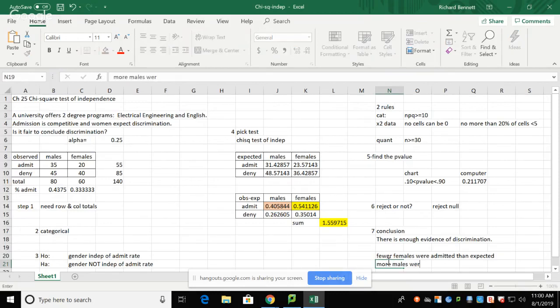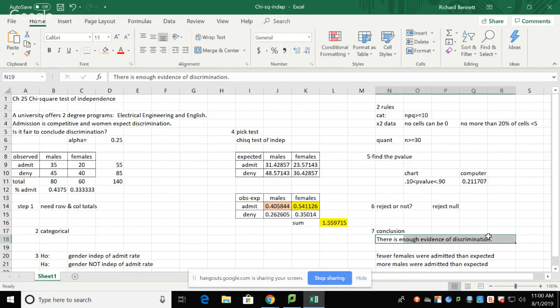More males were admitted than expected. So the fact of the matter, and that's the point I want to make, is your conclusion that we ended with yesterday: we changed our alpha so that we could say there is evidence of discrimination, but you couldn't say if it was the males or the females being discriminated against. Now we can look and say, yes, it looks like fewer females were admitted. It looks like females are getting the raw end of the deal and males are getting the benefits, right? Does that make sense?